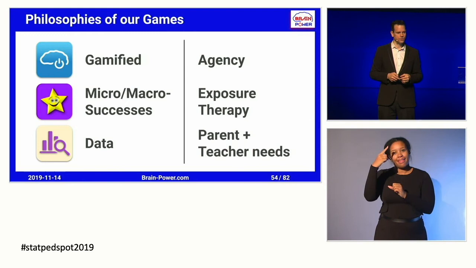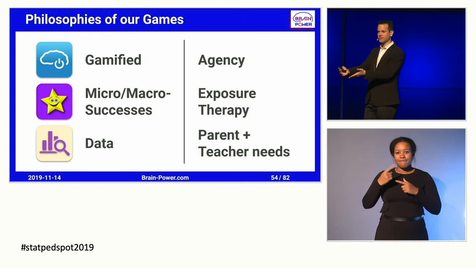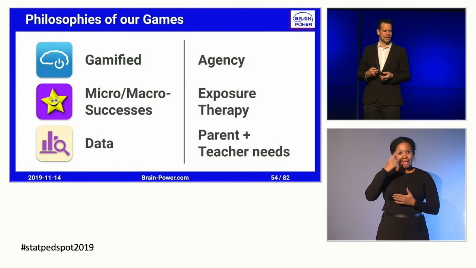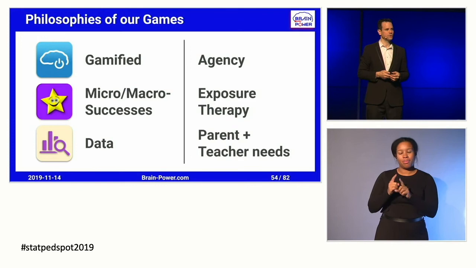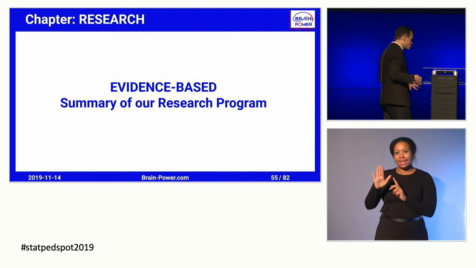You get data that you can use in your classroom and you can increase the sense of agency that the students have. Agency, that ability to take action on life rather than life happening to you. With exposure therapy, which is known through the literature to be useful, we get to give that ability and confidence to exist in the new environment, and we focus on the needs of the parents and the teachers. So those are the basic facts and how the system works.